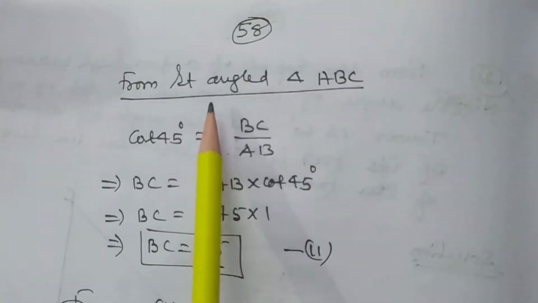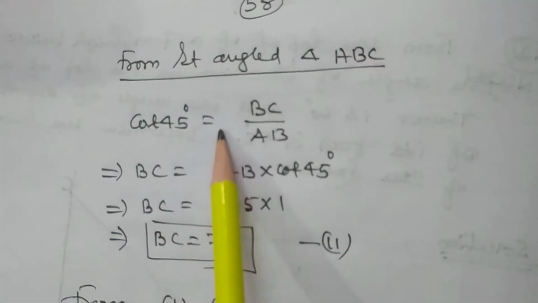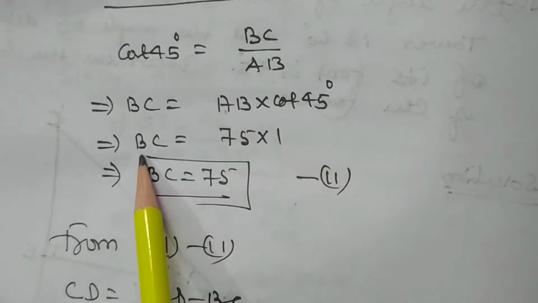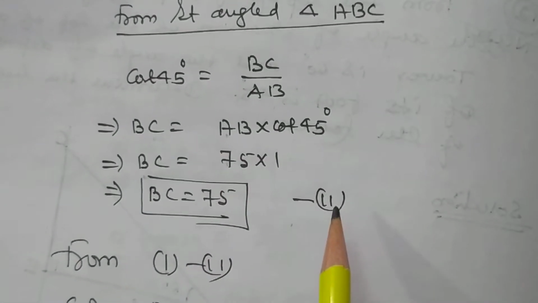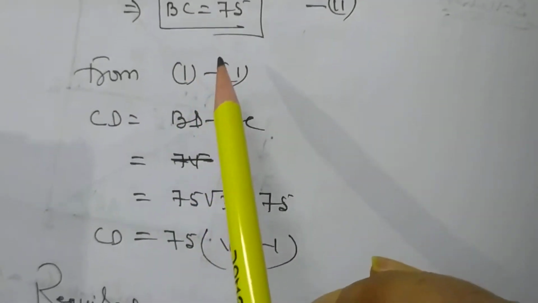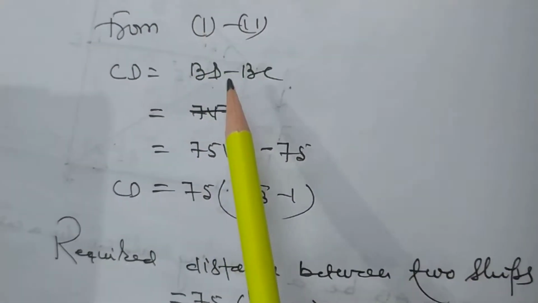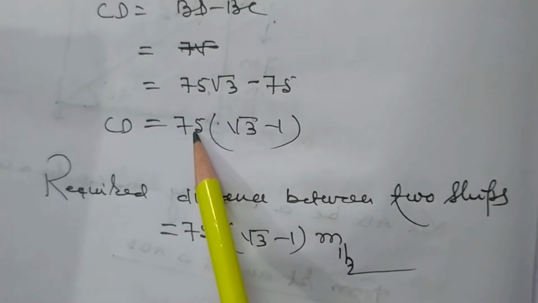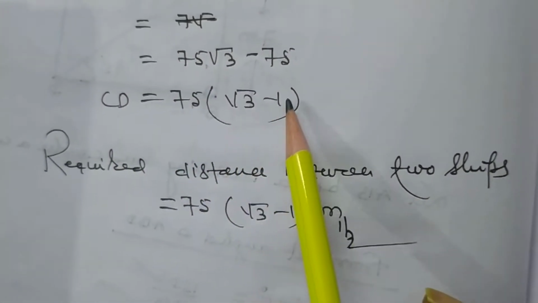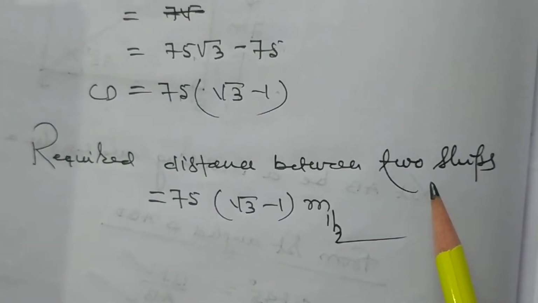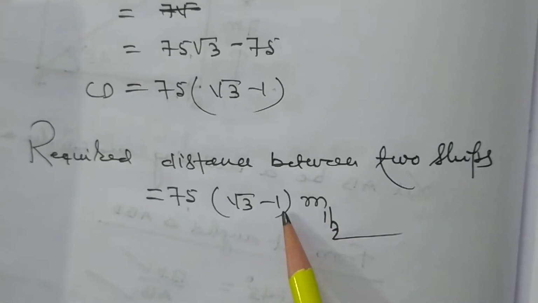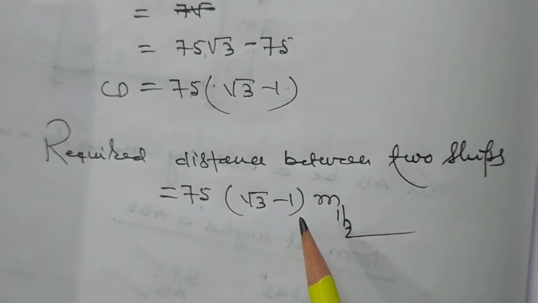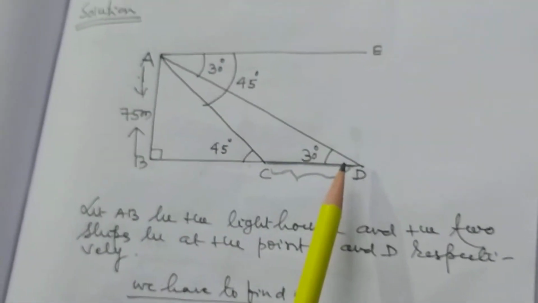My dear students, from right angle triangle ABC, cot 45 degree is equal to BC by AB. So BC is equal to AB into cot 45 degree. BC is equal to 75 into 1, so this is 75. So CD is equal to, from first minus second, BD minus BC, 75 root 3 minus 75. By taking common 75, we have CD is equal to 75 into (root 3 minus 1). So required distance between two ships is 75 into (root 3 minus 1) meter. In this way, we can solve this problem, my dear students. It is very easy, but it is a case of angle of depression.